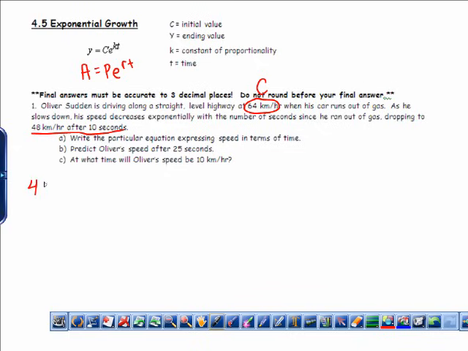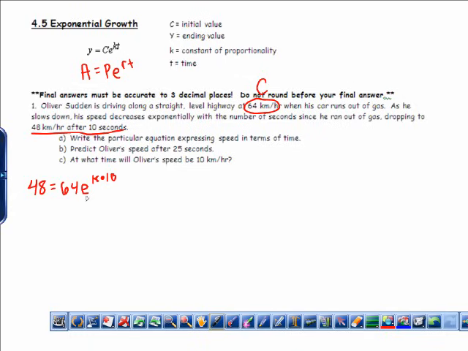All right, so I'm going to plug in my ending value, which is 48, equals 64, my beginning value, e to the power of k. I don't know what k is yet, but if I let 48 be my ending value, then my time is going to be 10. And you may notice that we kind of have a units issue here with seconds and per hour, but that's okay as long as we know that time is in seconds and the y and the c are both in kilometers per hour. As long as we stay consistent, we'll be fine.